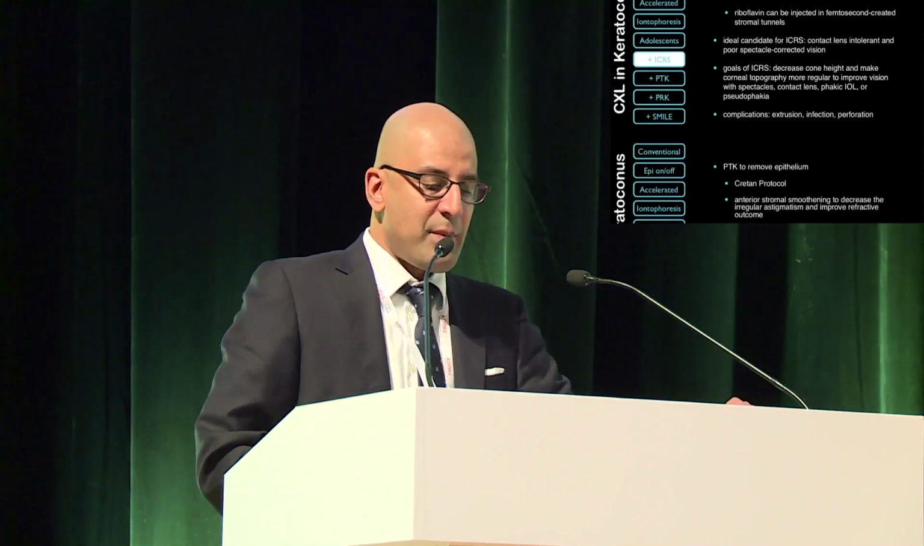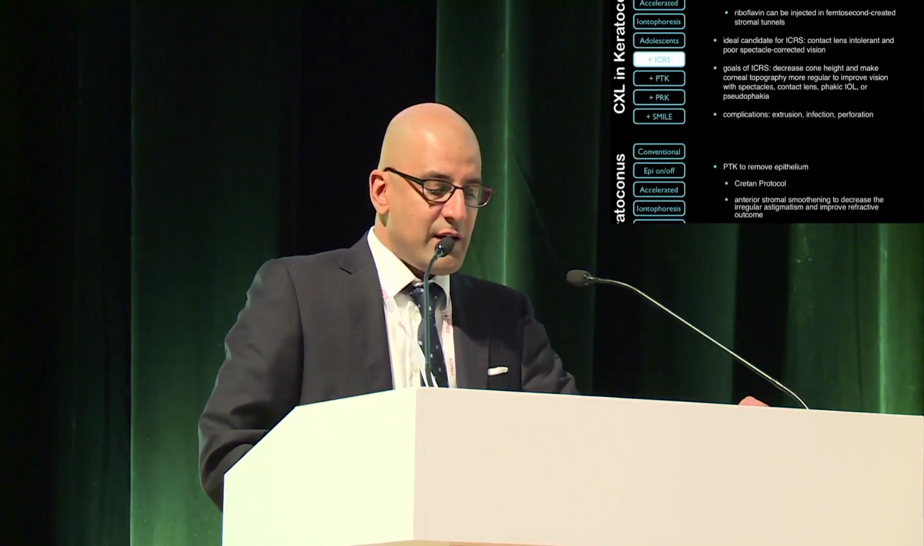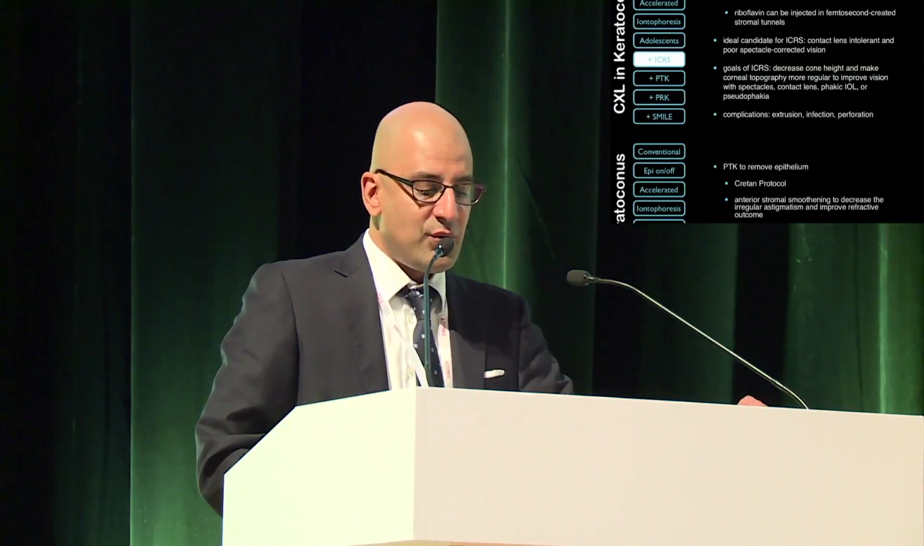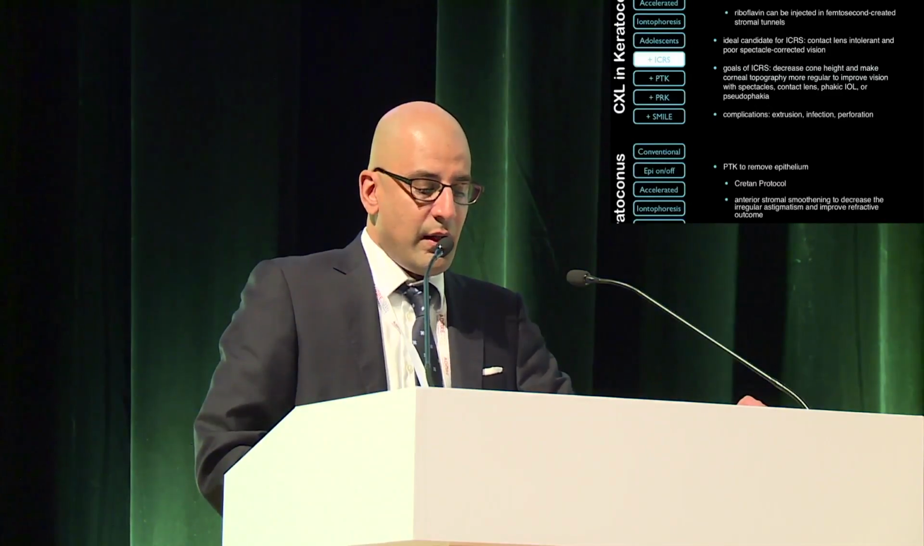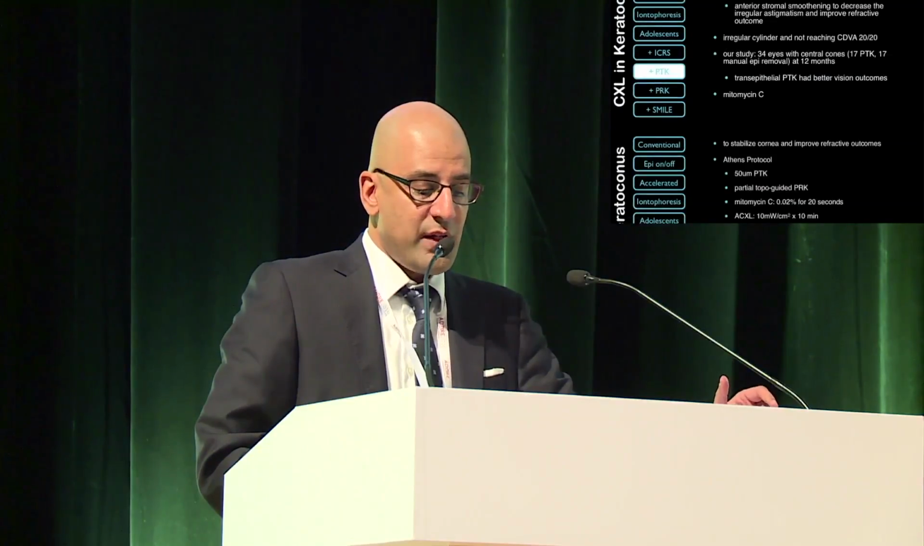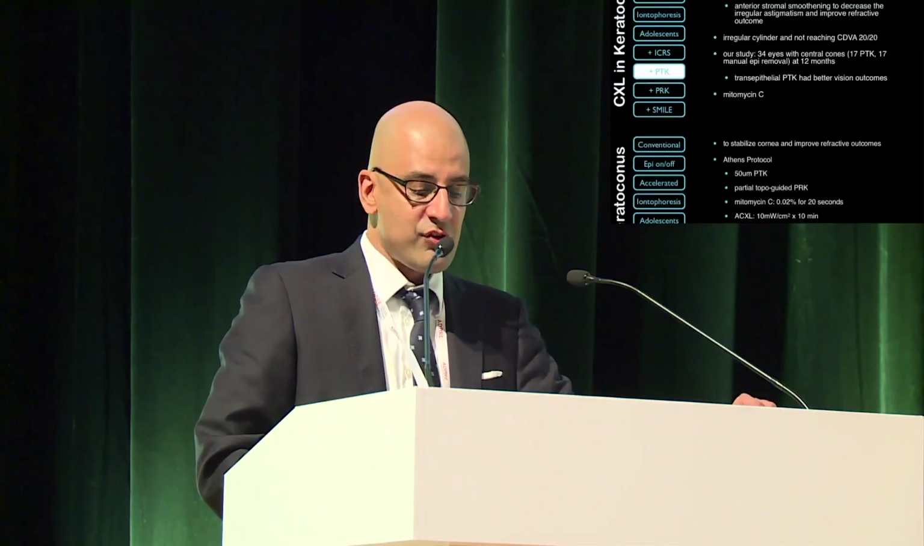PTK, the idea is to remove epithelium, and one of the protocols that comes to mind is the Friesen protocol. Basically, anterior stromal smoothing is done to decrease the irregular cylinder and improve refractive outcomes. And the ideal patient here would be a patient with irregular cylinder and one not quite reaching 20/20 corrected vision.